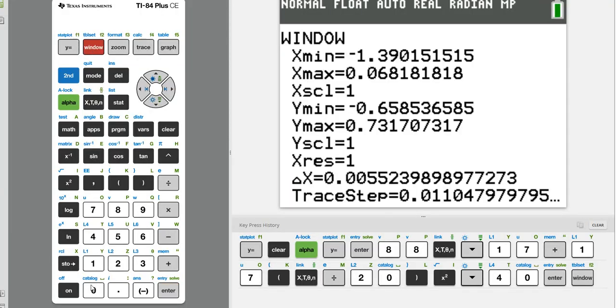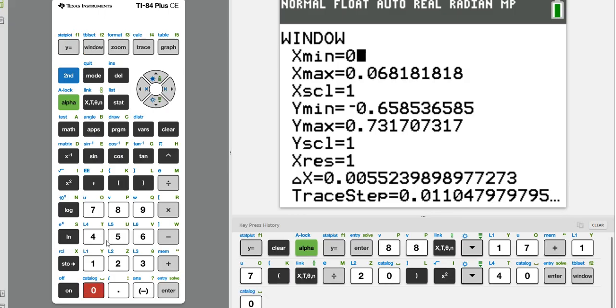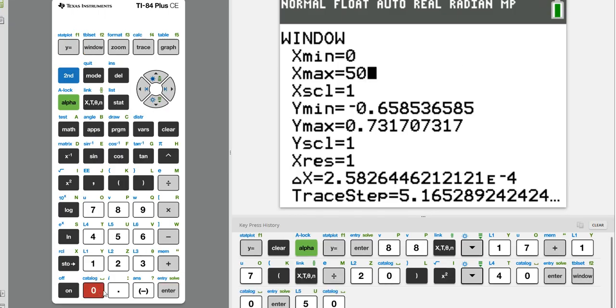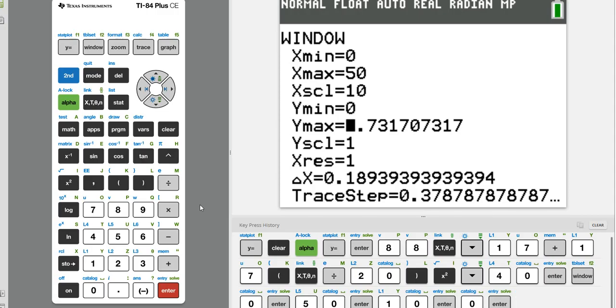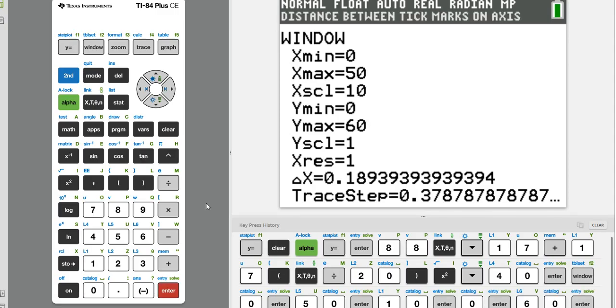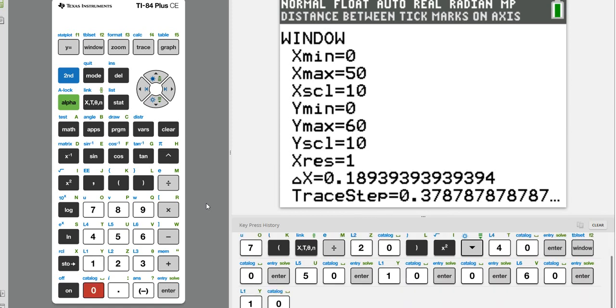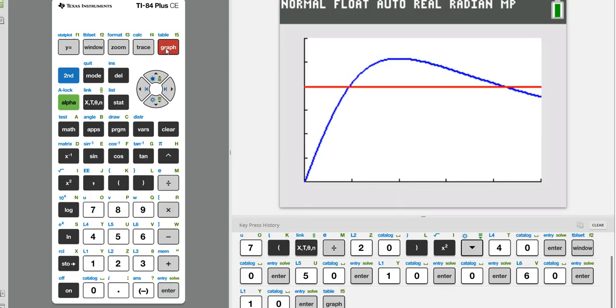So, 0 to 50 on the x-axis. I probably don't want to leave x scale equal to 1 because I don't want to see 50 tick marks. That would be annoying. How about 5 or 10 or whatever works for you? On the y-axis, let's go from 0 to 60 for Robert's suggestion. And this time you could use 10 or 15 or 20, whatever works for you there. When you get these window settings, hit the graph key. Should give you something like this.